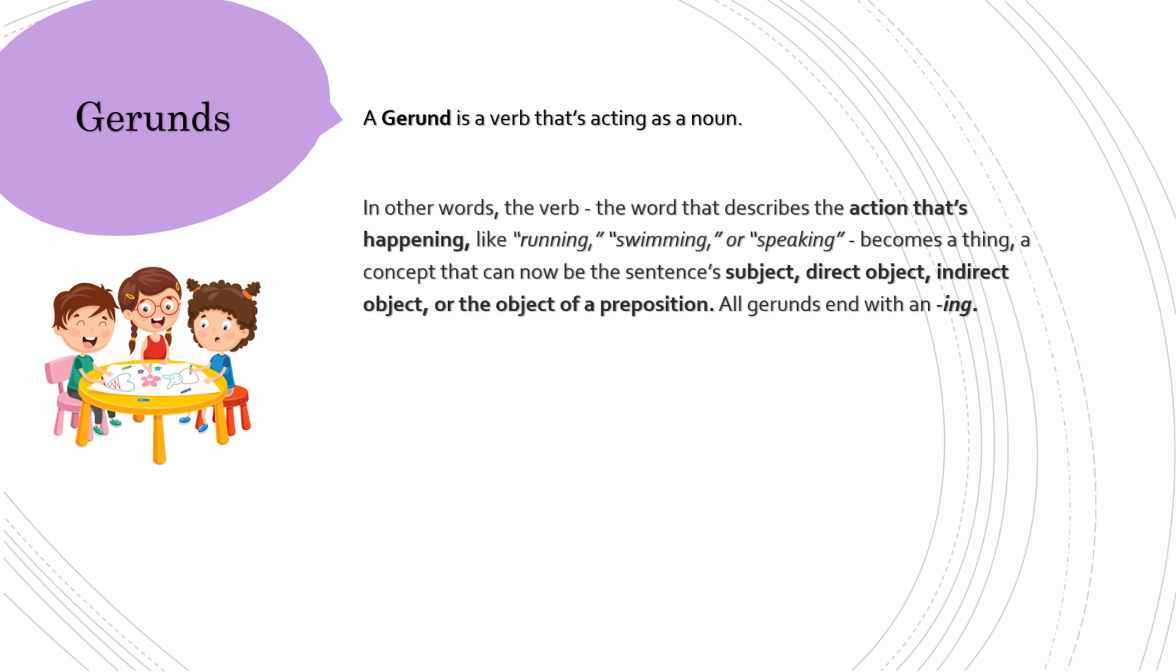Gerunds. A gerund is a verb that's acting as a noun. In other words, the verb, the word that describes the action that's happening, like running, swimming, or speaking, becomes a thing, a concept that can now be the sentence's subject, direct object, indirect object, or the object of a preposition. All gerunds end with an ing.